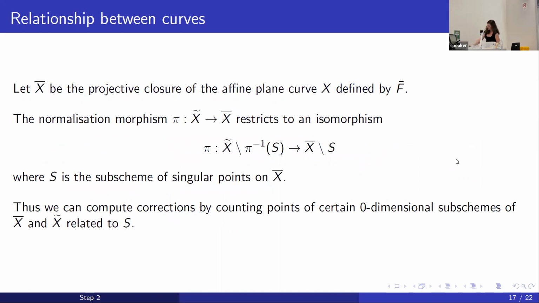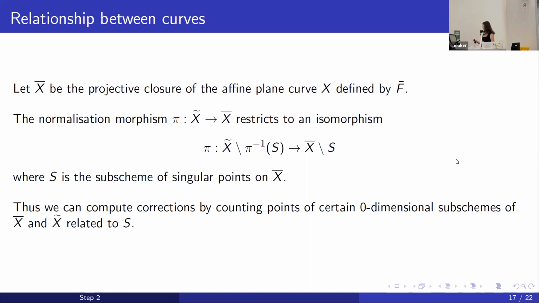Let me remind you here of the relationship between the non-singular projective curve X tilde and the input curve X. Let X bar be the closure of the input plane curve X in two-dimensional projective space. Then X tilde is the normalization of the projective plane curve X bar. And we have this normalization morphism pi from X tilde to X bar that restricts to an isomorphism away from the singular points of X bar. So this gives us a way of computing corrections.